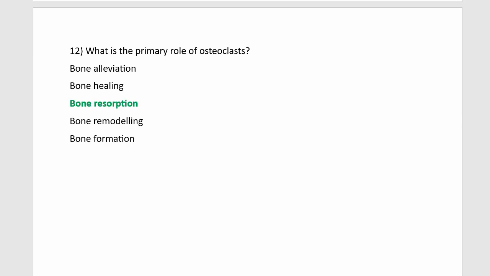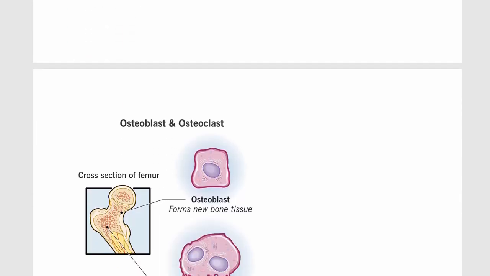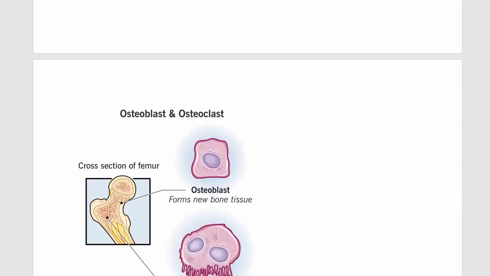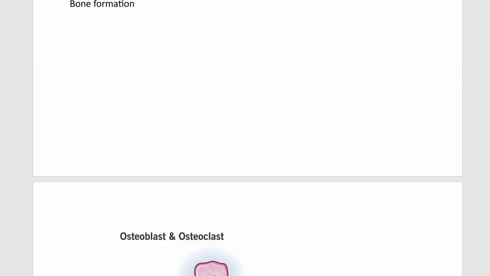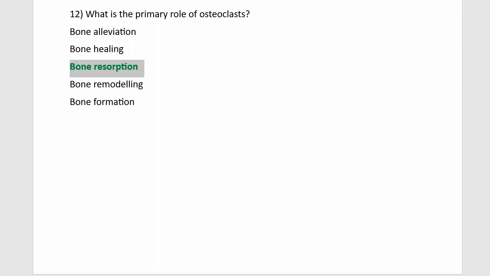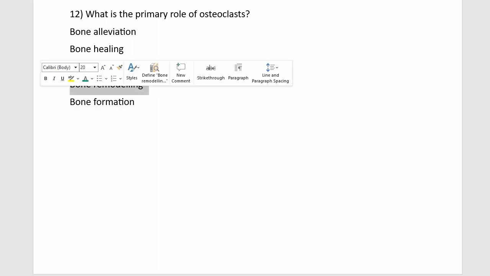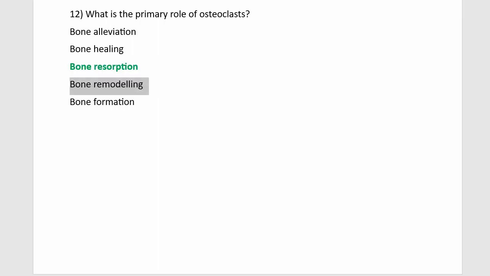So the way it does this, osteoclasts secrete acids and enzymes that dissolve the mineralized matrix of bone, and this then releases calcium and phosphate ions into the bloodstream. This process of bone resorption does lead to bone remodeling, but bone remodeling describes the continuous resorption that occurs following the formation of bone, rather than the resorption alone.